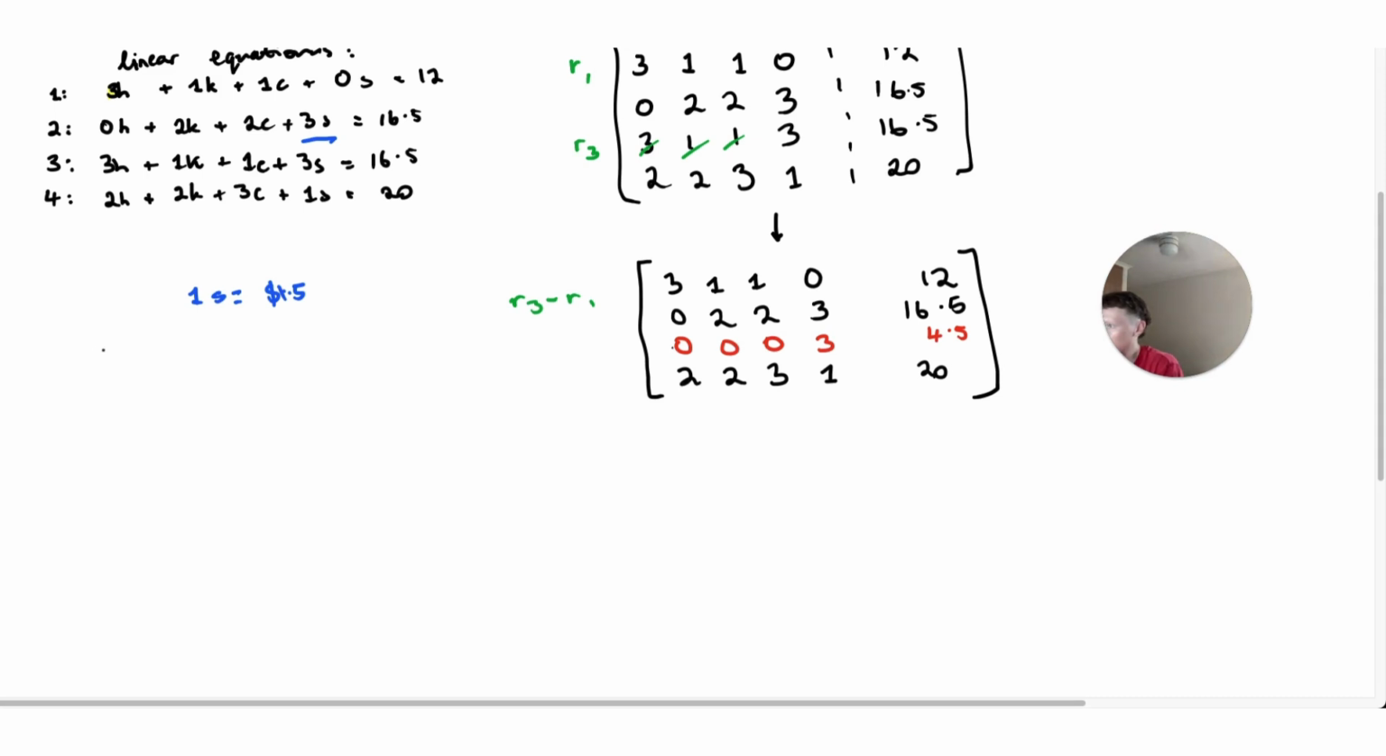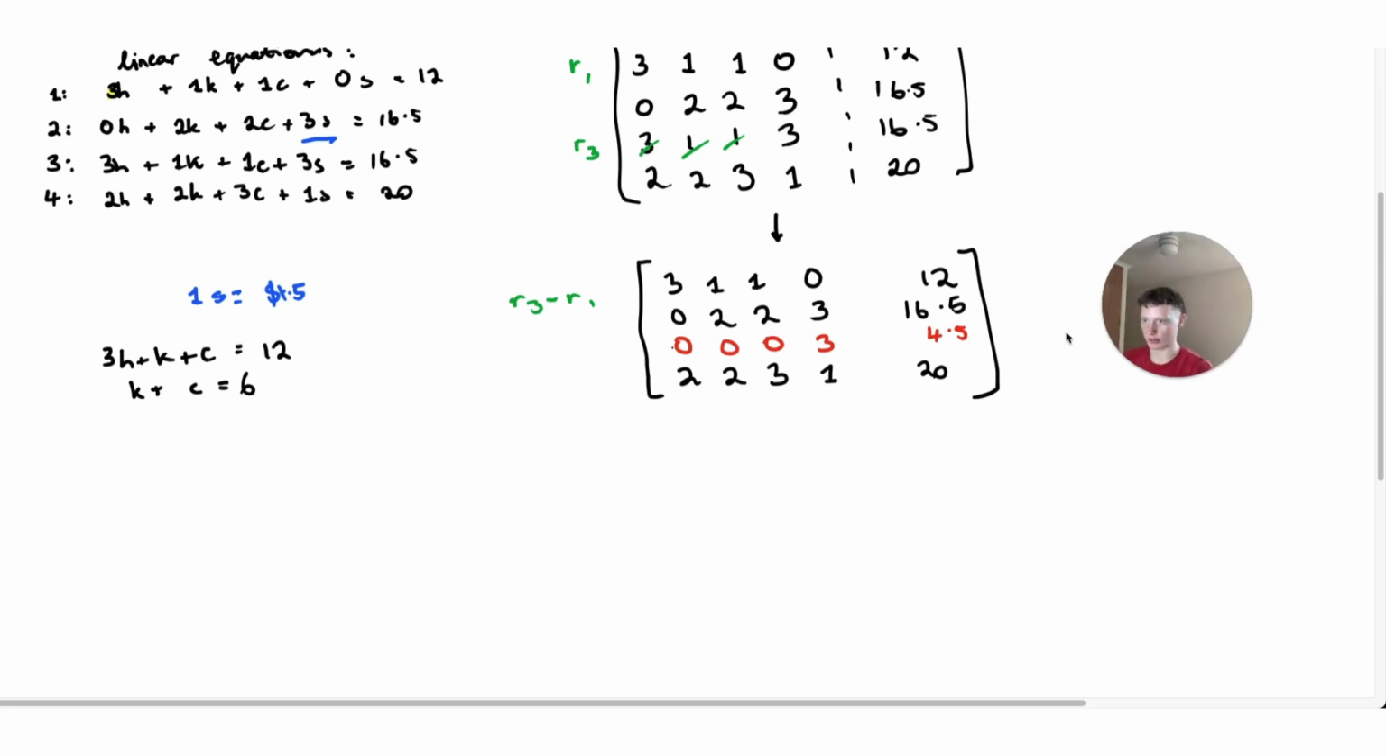The first equation didn't have any S anyway, so it's still just 3H plus K plus C equals 12. The second one becomes 2K plus 2C plus 3S, which we know is 4.5, and that equals 16.5. So if we take 4.5 from both sides here, we're left with 12. Even simpler, we can take out a factor of 2 from the left-hand side and then divide both sides by 2, which gives us just K plus C equals 6. So that's pretty good there.